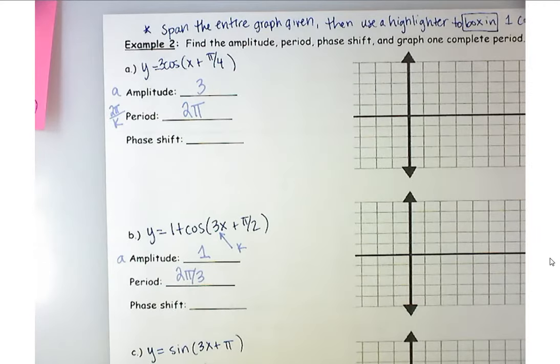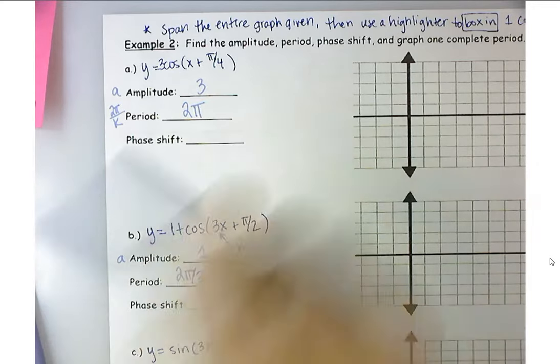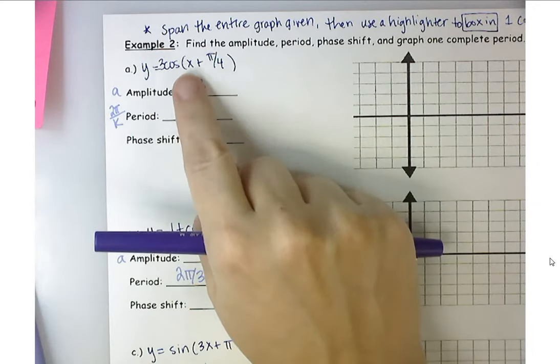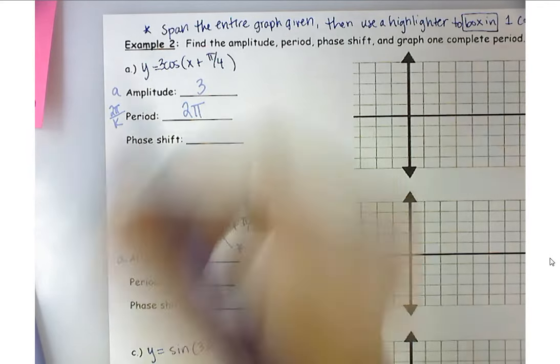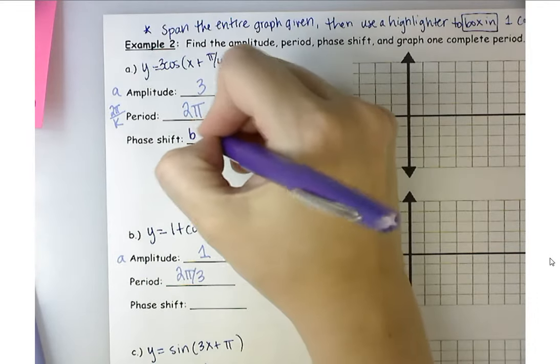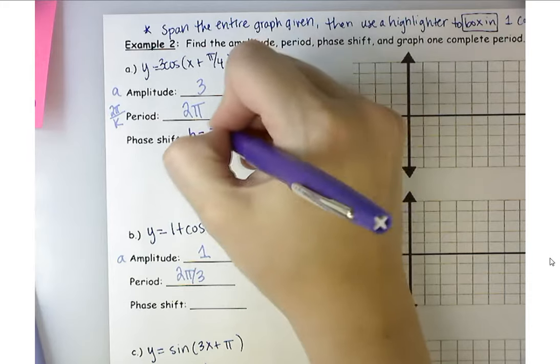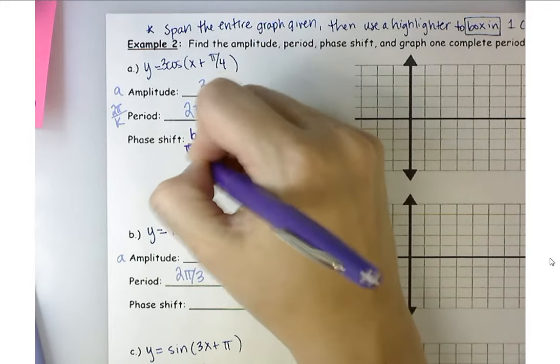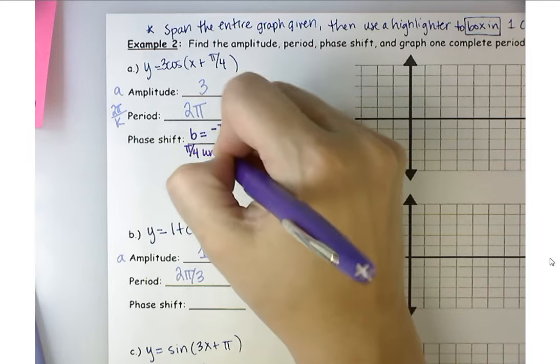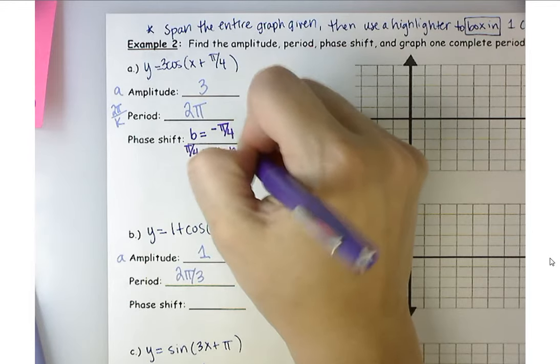Right, so for my phase shift, first, if I'm going to find it, I have to make sure that my coefficient is 1. Is my coefficient 1 here? Yep. Okay, so then your B value, because this is positive, is negative pi over 4, which means you're going pi over 4 units to the left.